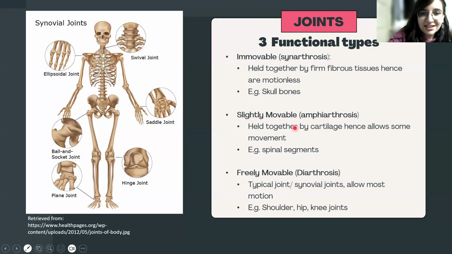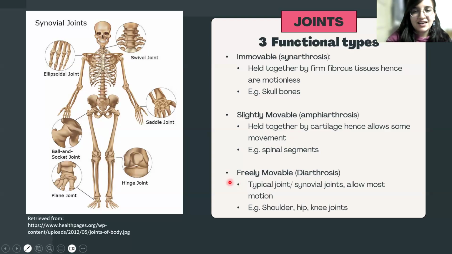Then we go to slightly movable. These ones are held together by cartilage. Cartilage are the soft ones. So they allow some movement, but they're not very flexible either. So example would be the spinal segments, this part. Okay, so this one would be slightly movable, but you cannot really flexibly move it.